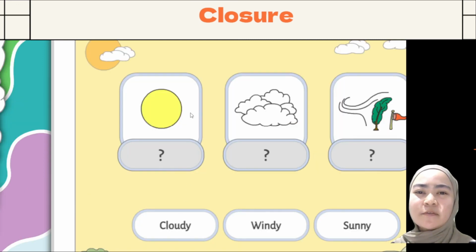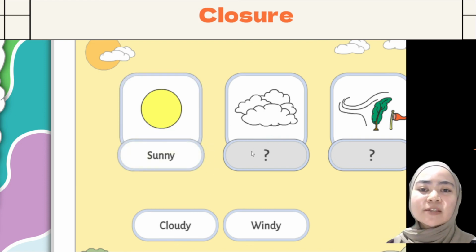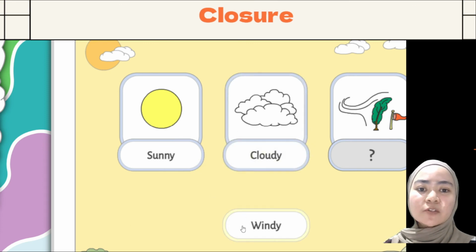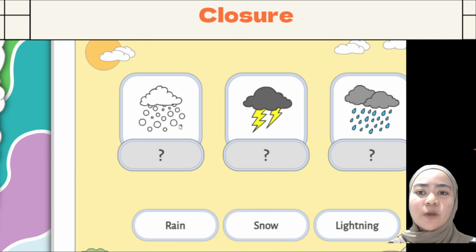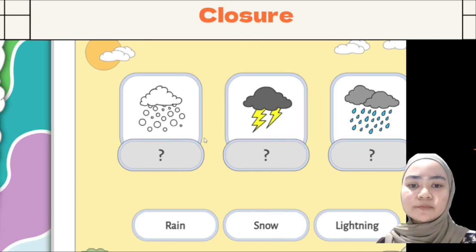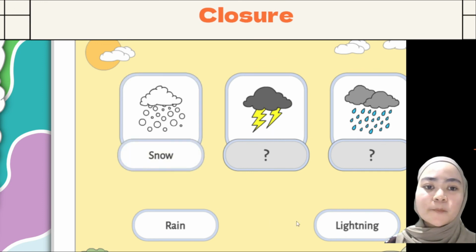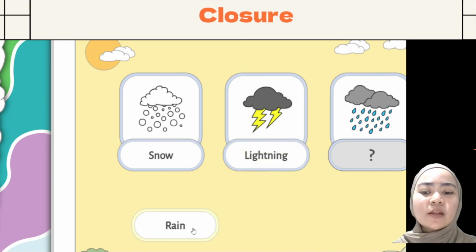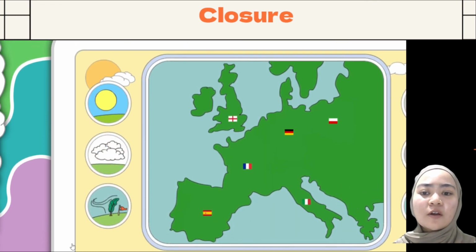What is the answer for the first picture? Sunny. Good job. Second picture? Cloudy. Good job. The third one? Windy. Alright. What is the answer for the first picture? Snow. Good. Second one? Lightning. Good job. Rain. In France, it will be sunny.